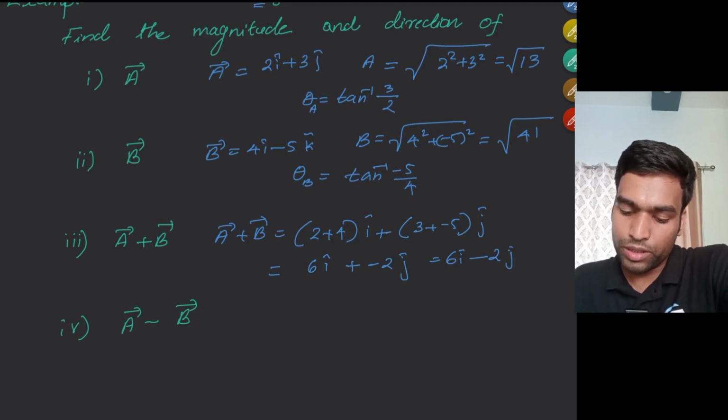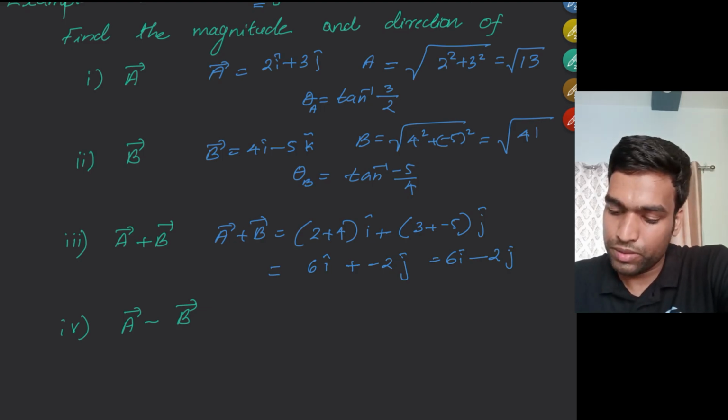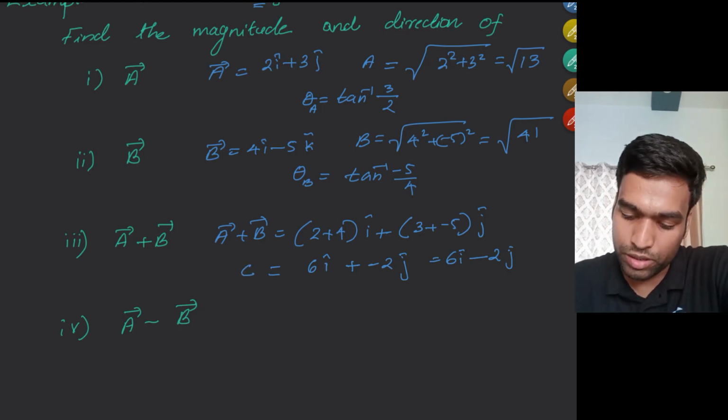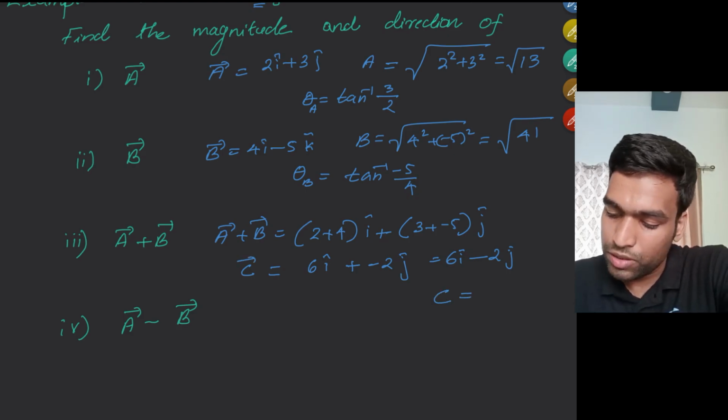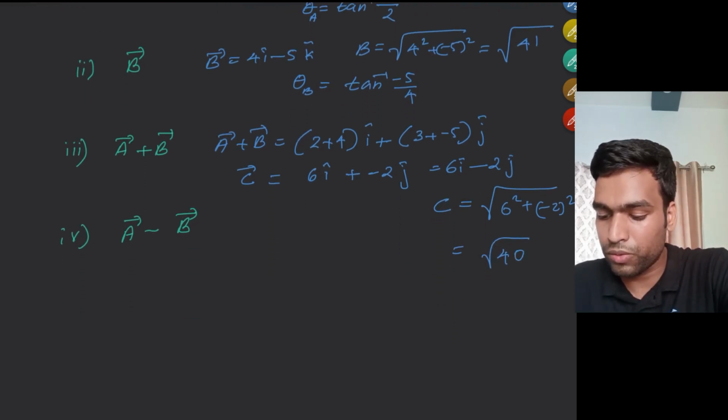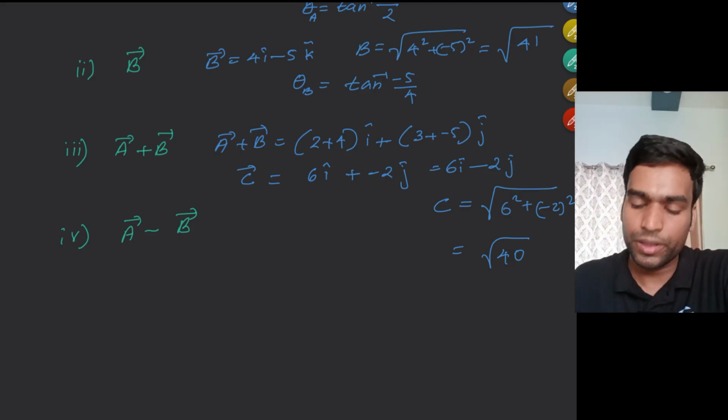So how to find the magnitude of this vector? Same method. Let me call this vector C. So C magnitude is square root of 6 square plus minus 2 square. So it will be 36 plus 4, square root of 40, right?